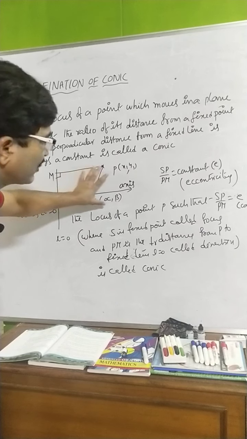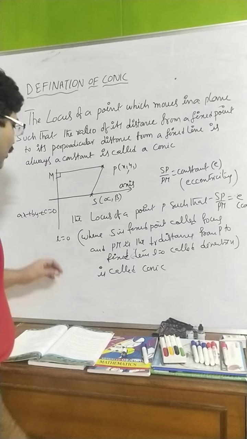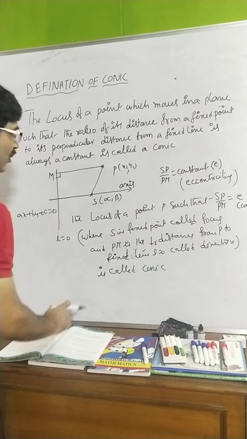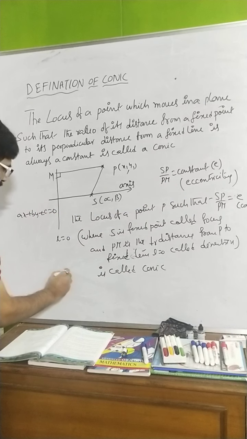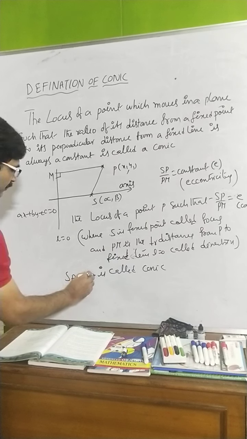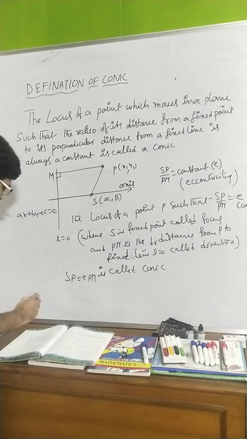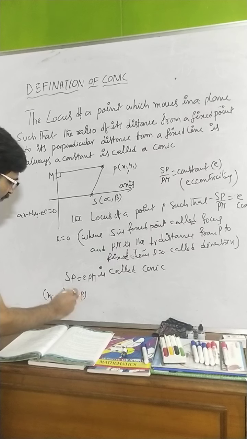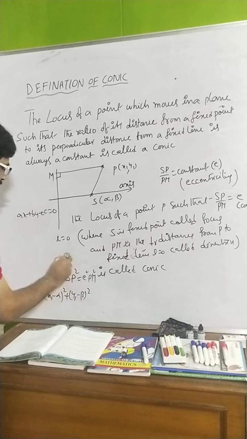Okay, you can say that this is the axis of the conic. Now, according to this definition, what is said here? SP by PM is equal to e, or SP is equal to e into PM. Now SP, what is SP? It is the square root of (x1 minus alpha) whole square plus (y1 minus beta) whole square. You can say it like this also.